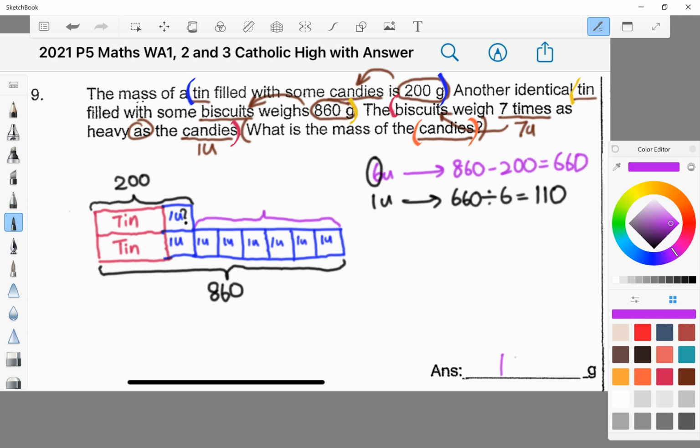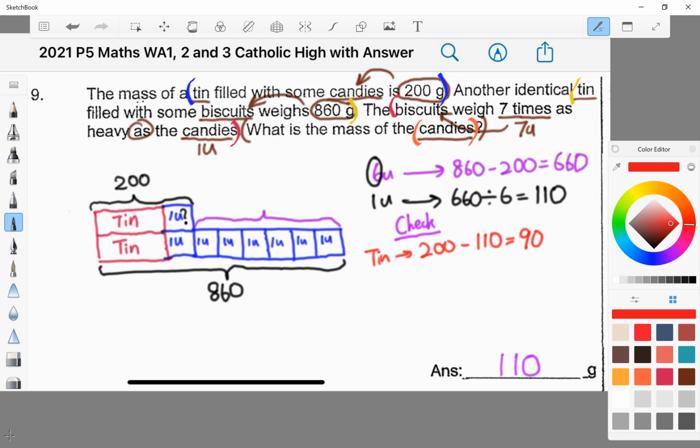So having found the answer, I'm not satisfied yet. I want to check my work. So how would I check my work? I will want to find the mass of the tin. If I can get the same value of the tin's mass for both when it's paired with the candies and with the biscuits, I know for sure that I'm on the right track. So to check, I will use 200 minus away 110. And this basically means that the mass of the tin is 90 grams.